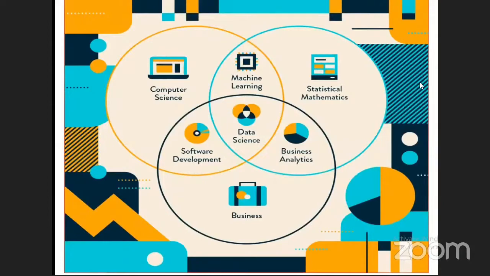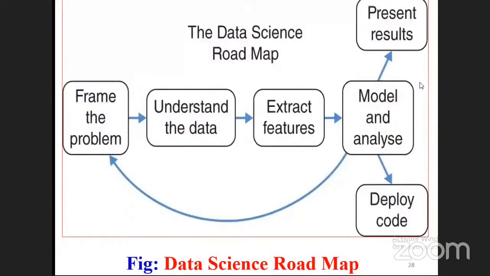Now data science is integrated with software development because we are using Python, Java, R, MATLAB, etc. Then business analytics we are generating, and statistical mathematics we are using like linear regression, nonlinear regression and logistic regression. Machine learning algorithms we are using such as classification, clustering, association rule mining, outlier detection, recommender engine. In machine learning, three types we are using: supervised learning, unsupervised learning, reinforcement learning. Data science roadmap.